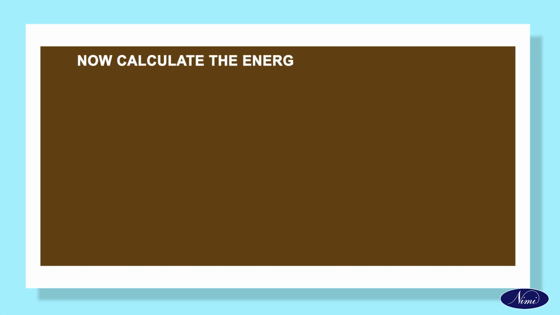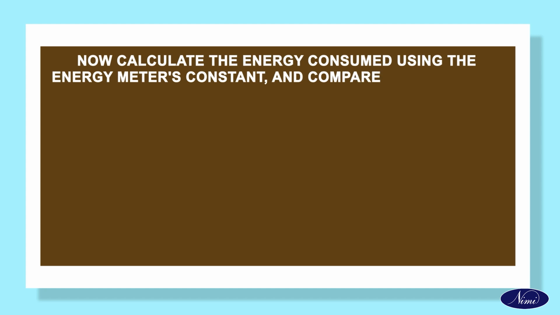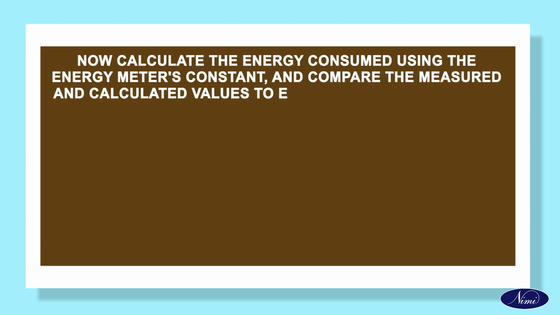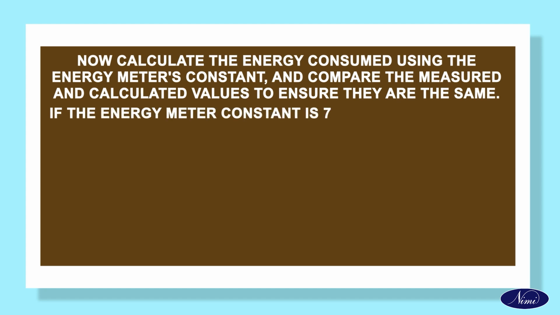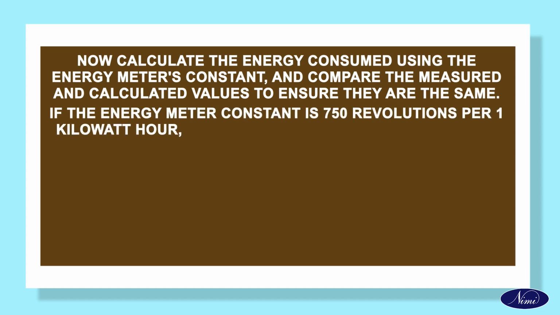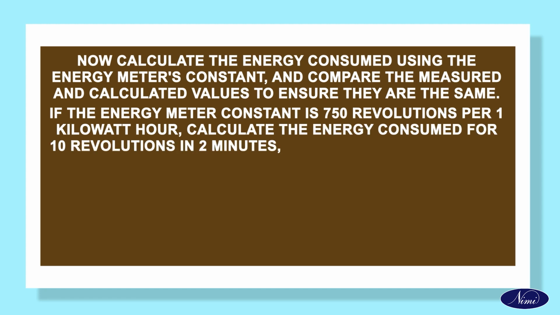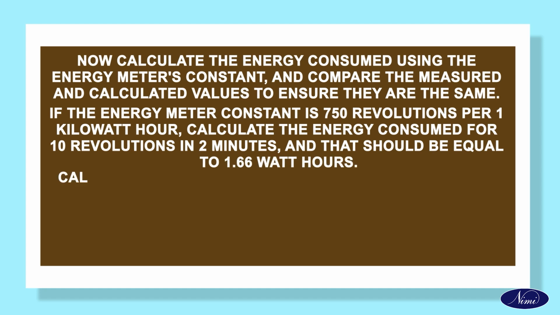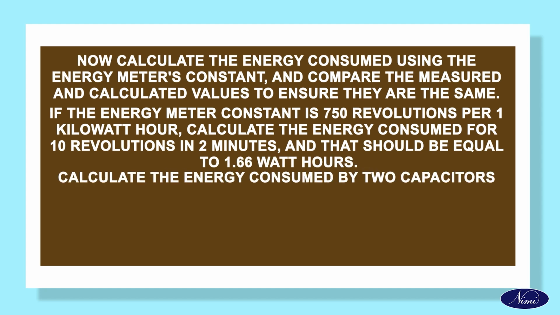Now calculate the energy consumed using the energy meter constant and compare the measured and calculated values to ensure they are the same. If the energy meter constant is 750 revolutions per 1 kilowatt hour, calculate the energy consumed for 10 revolutions in 2 minutes, and that should be equal to 1.66 watt hours. Calculate the energy consumed by two capacitors C1 and C2 connected in parallel.